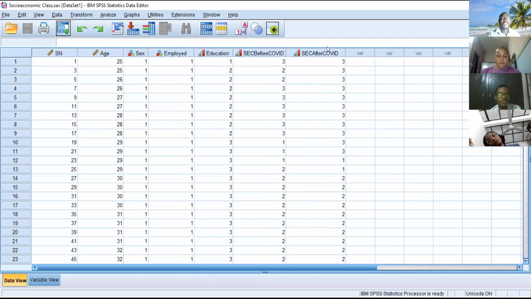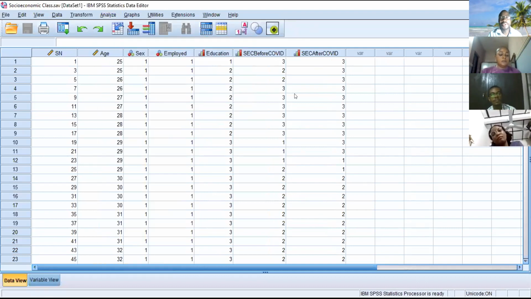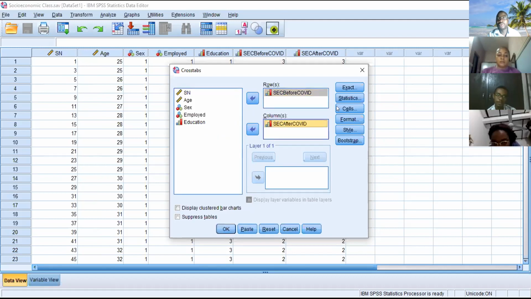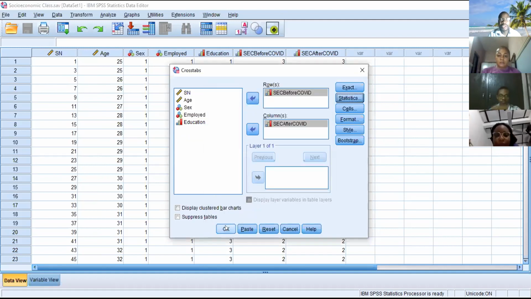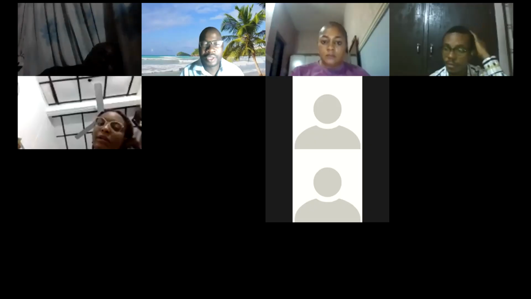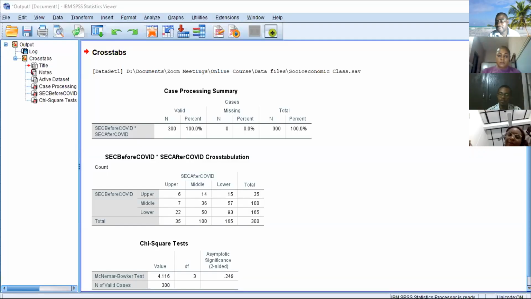So look at it, and you just go to analyze, descriptive statistics, crosstab. Just move before and after. The row is before, after is column. Statistics, McNemar. Just the same McNemar. So it automatically does the McNemar-Bowker test for you. Yeah, it's an extension of it.